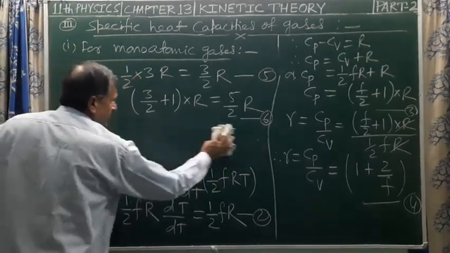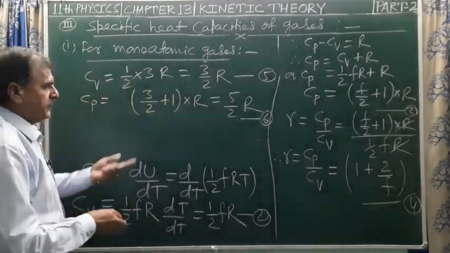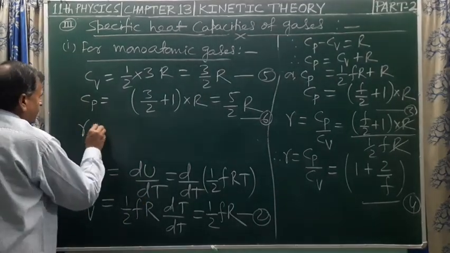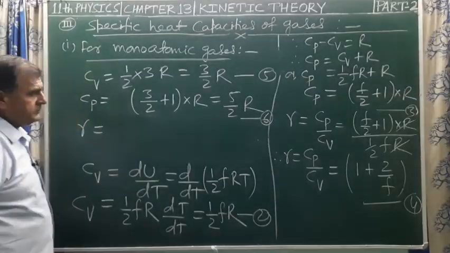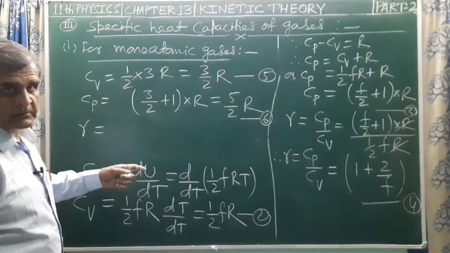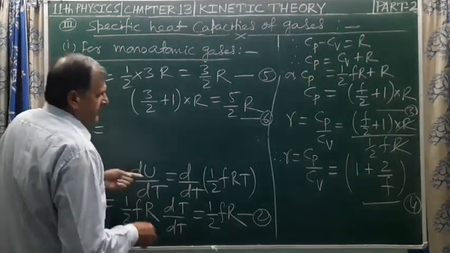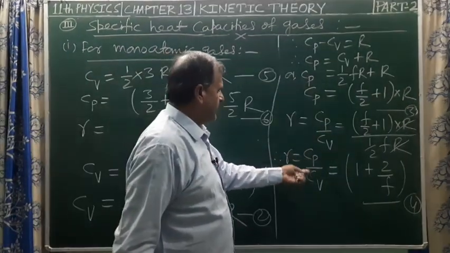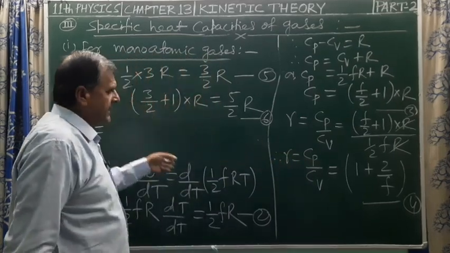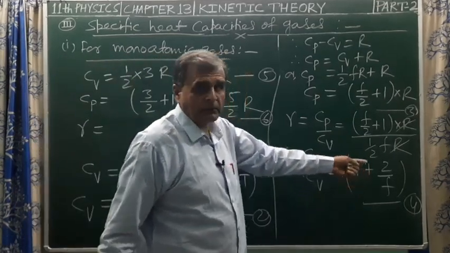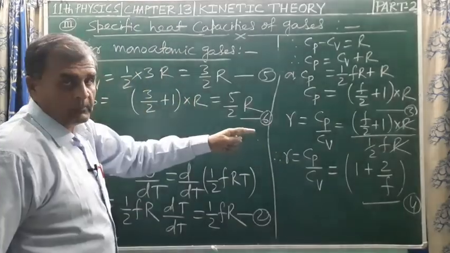Therefore gamma equals 1 plus 2 by F. So the ratio of the specific heat capacities of gases, gamma, is equal to Cp by Cv, and the direct formula can also be obtained by substituting the values of Cp and Cv. So the direct formula we obtained is gamma equals 1 plus 2 upon F.